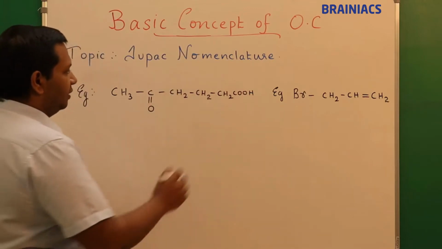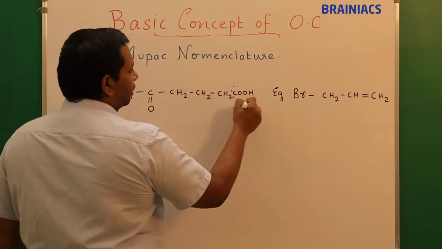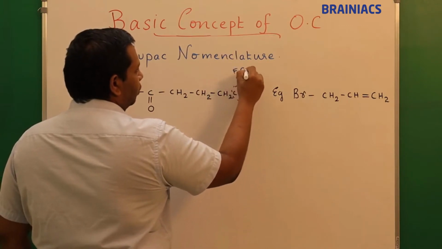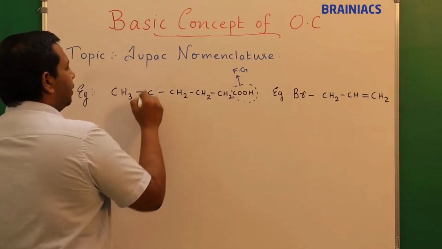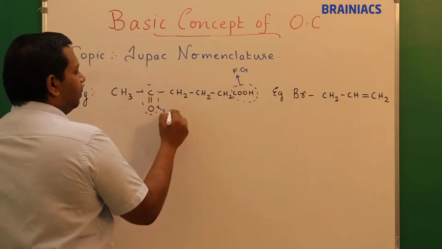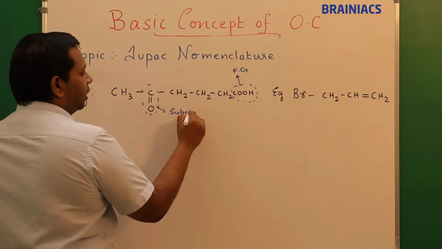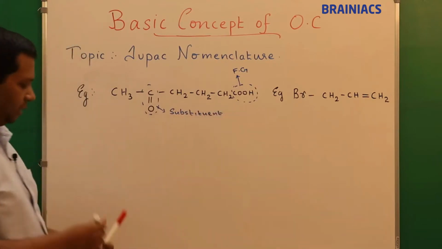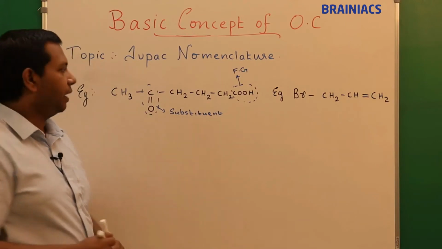So I can say this is the functional group here. Okay, so this is the FG. I will say this is the functional group, and this will behave like what? Actually here it will behave like a substituent. Very important. Okay, now we will try to choose our parent carbon chain.